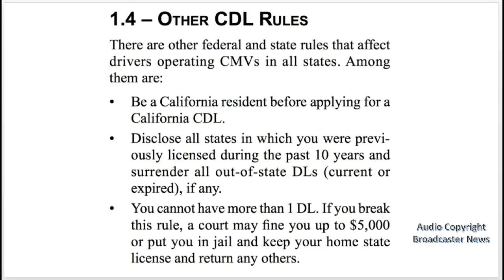1.4 Other CDL rules. There are other federal and state rules that affect your driving, operating of a commercial vehicle in all states, and among them are these. Be a California resident before applying for a California driver's license. Disclose all states in which you were previously licensed during the past 10 years and surrender all out-of-state driver's licenses, even if they're expired. You cannot have more than one driver's license. If you break this rule, a court may fine you up to $5,000 or put you in jail, and keep your home state license and return any others.